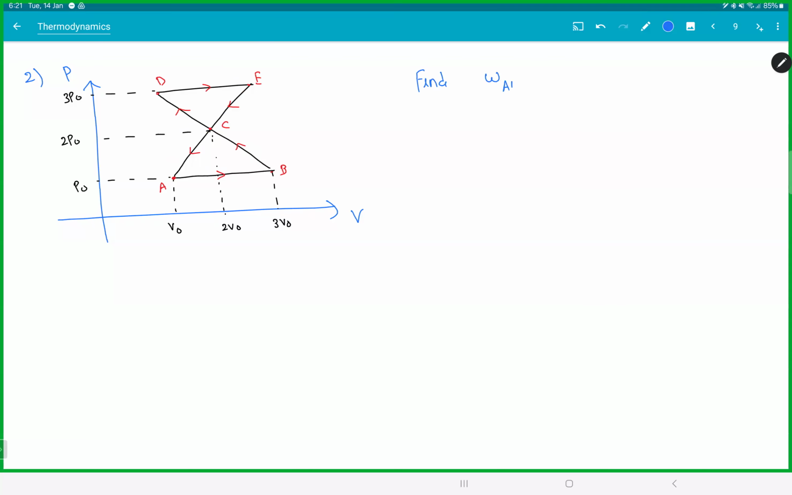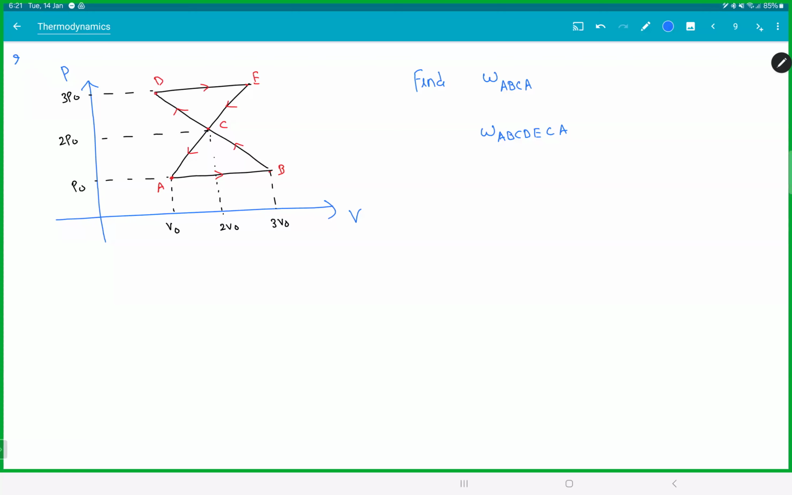Find work done in A, B, C, A. Find work done in A, B, C, D, E, C, A. That's a cyclic process. Complete 8. Let's get this. We'll see that as the next one.